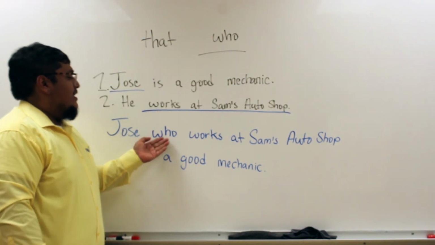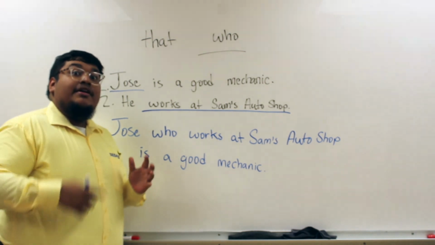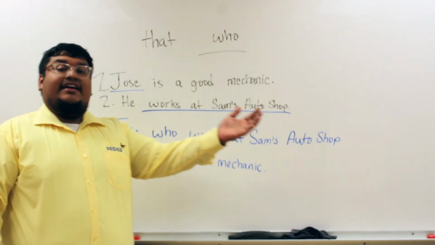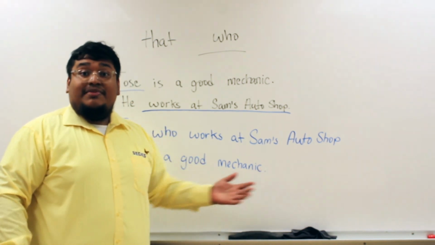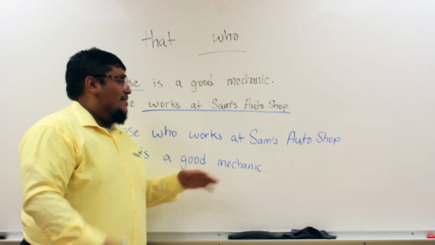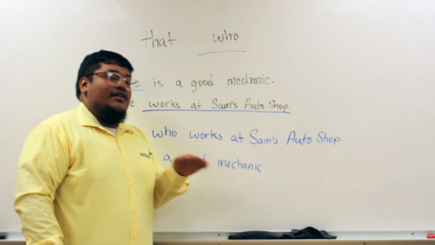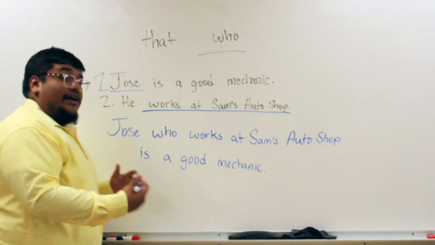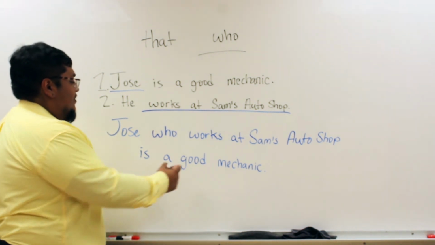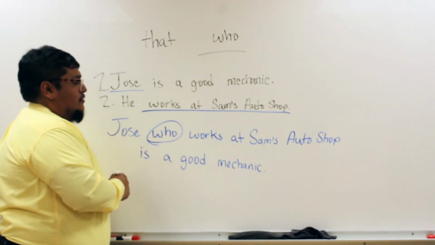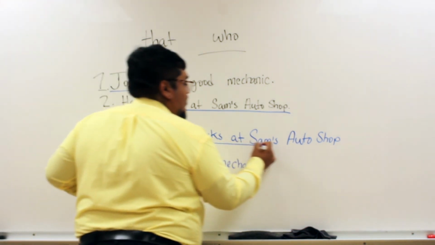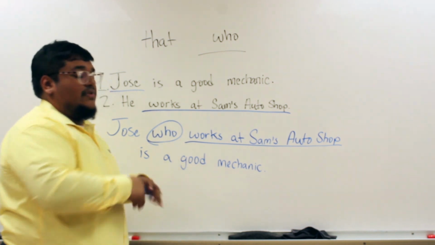How do we describe Jose, who works at Sam's auto shop? That's the Jose that we're talking about, right? Because there's many Jose's. There's a Jose that you might live next door to, maybe an old friend, maybe your uncle, right? Well, we're specifically talking about the one that works at Sam's auto shop. What about him? He is a good mechanic. So that is exactly how we use the word who, okay, as a way to describe him. Works at Sam's auto shop, is a good mechanic.